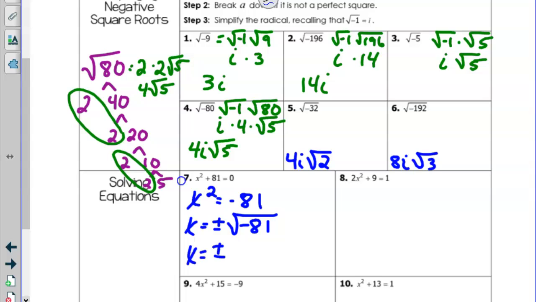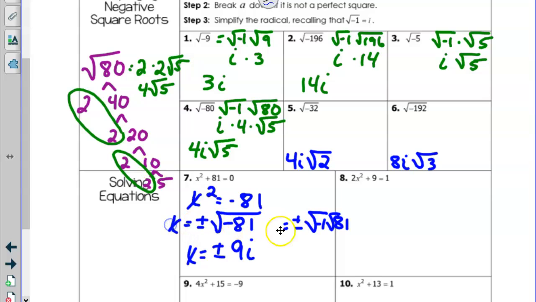Plus or minus, and what did you say? 9i, I think I heard. Remember, this is square root of negative 1 times the square root of 81. So the square root of negative 1 becomes i, square root of 81 becomes 9, and plus or minus. Any questions on number 7? Kind of doing the same thing, but a little bit more involved.